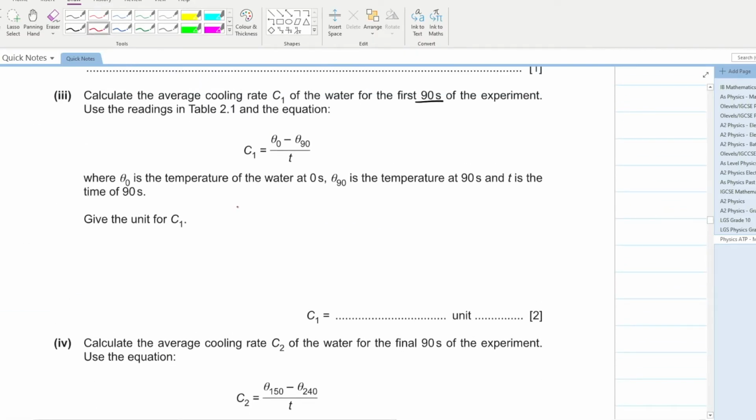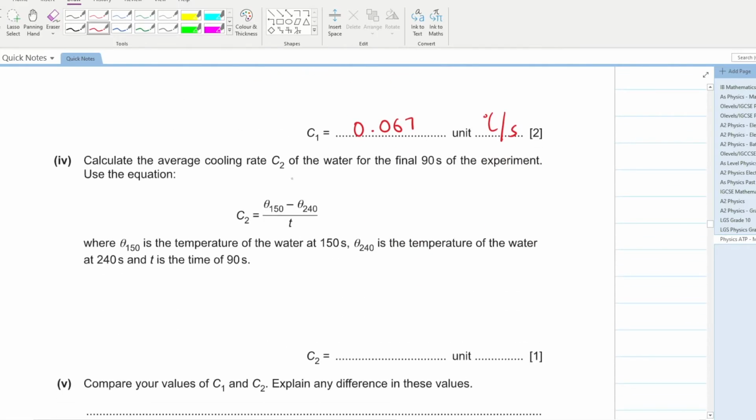So C1 is 72 minus 66 divided by 90. Let's calculate this. 6 divided by 90 comes out to be 0.067. What will be the units here? Temperature has a unit of degree centigrade, and time has a unit of second, so you can put a slash here: degree centigrade per second, and the answer is 0.067.